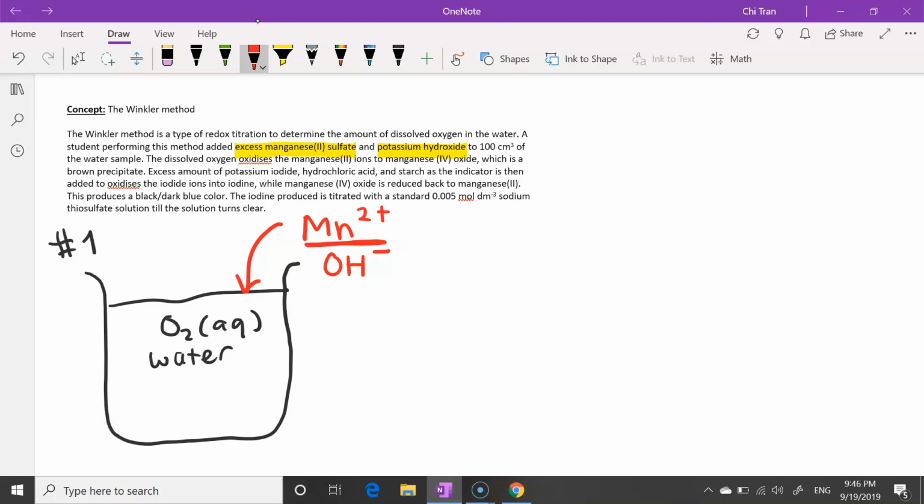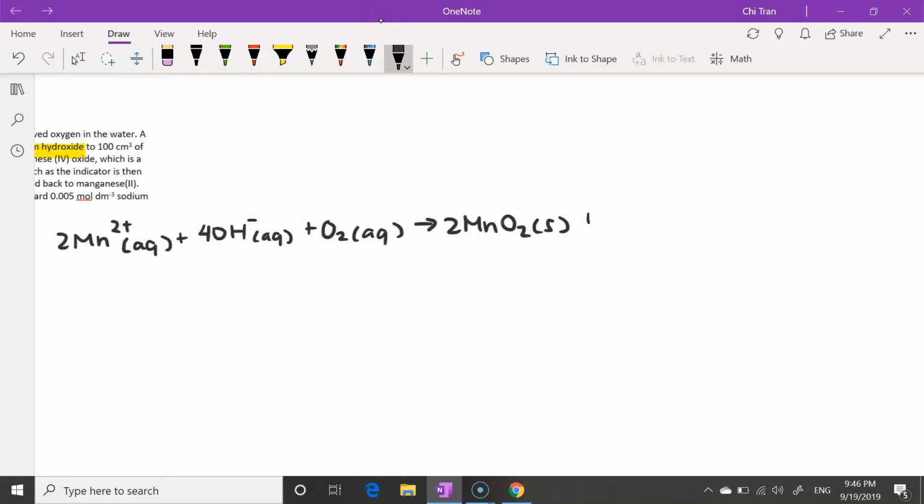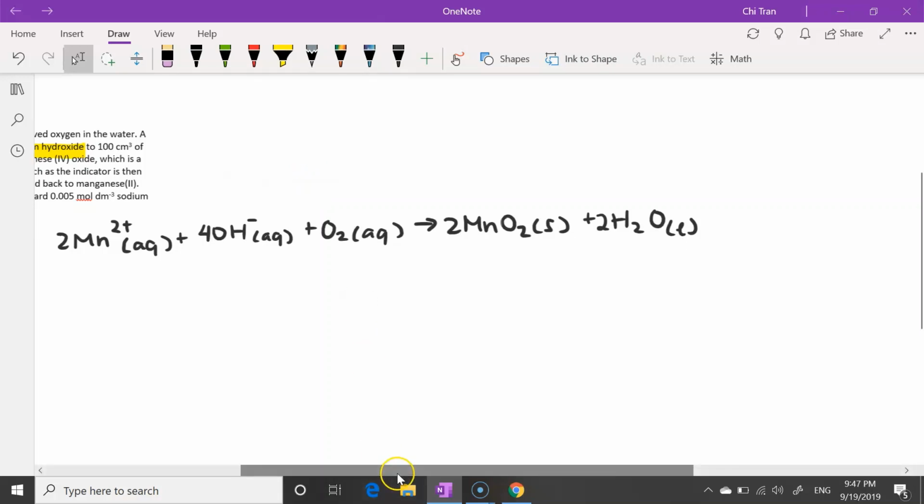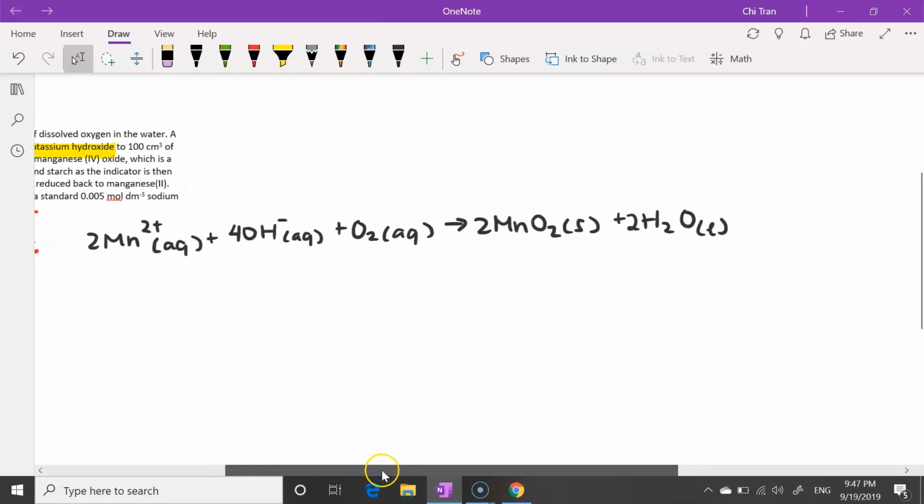The important reaction that occurs in this first step is that the manganese ion will be oxidized by oxygen and produce manganese oxide. From the first step, we get the chemical equation of 2Mn2+ (aq) + 4OH- (aq) + O2 (aq) makes 2MnO2 (s) + 2H2O (l).